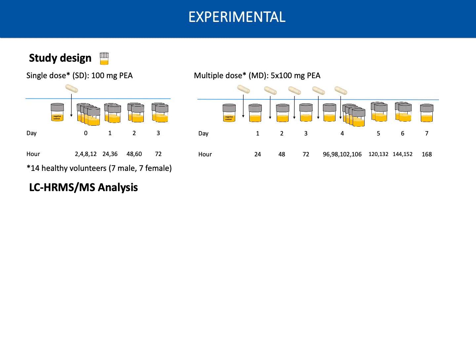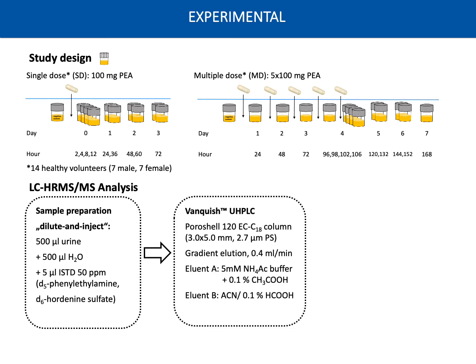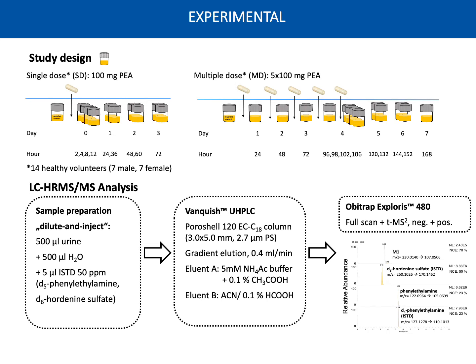The urine samples were then analyzed by means of LC-HRMS. For the sample prep, urine was simply diluted with equivalent amounts of water and fortified with internal standard. Then separation followed on a new HPLC system with an end-capped C18 column using ammonium acetate buffer as eluent A and acetonitrile with formic acid as eluent B. Mass spectral analysis was performed on the Orbitrap Exploris system by Thermo Scientific using both positive and negative ionization in full scan and targeted MS mode.